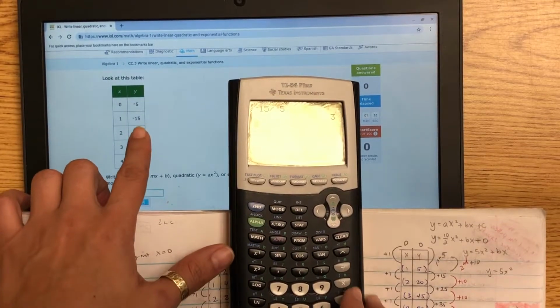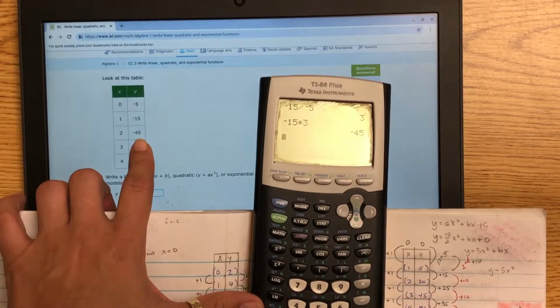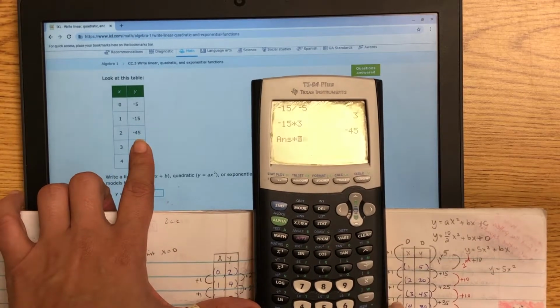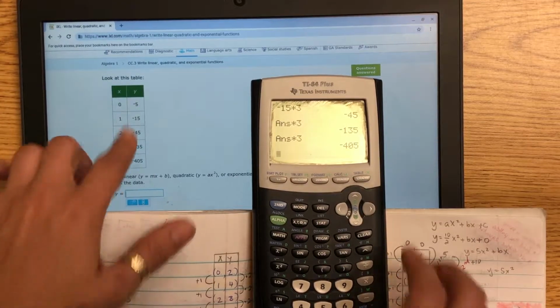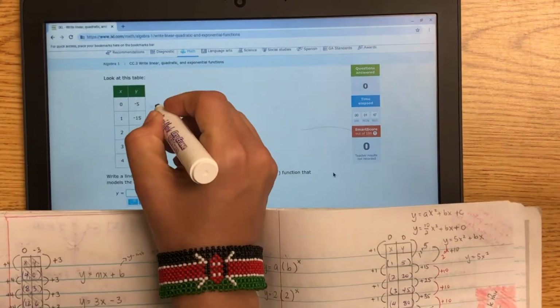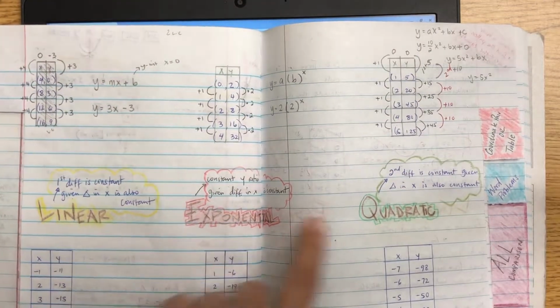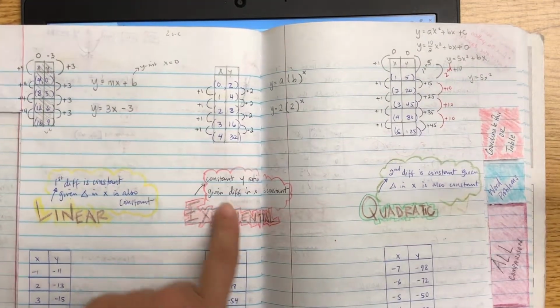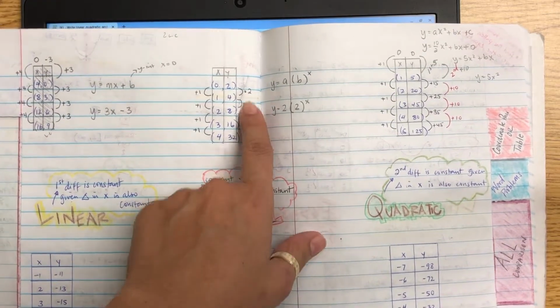So let's see. If I do negative 15 times 3, do I get 45? Yes, I get 45. Times 3, I should get the next one, yep, I do. Times 3, yes, I do. So what I am doing every single time is multiplying by 3. Now, multiplying by 3, is that linear, exponential, or quadratic? Exponential: a constant ratio, a constant y ratio, multiplication.